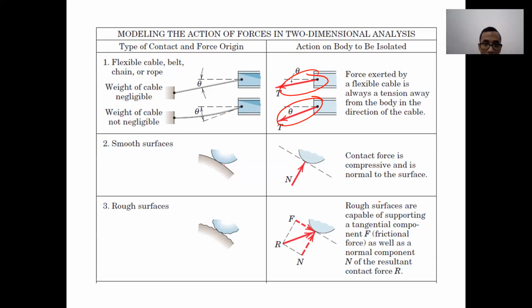The same as this one, you can see, we are not supposed to draw the smooth surface anymore. We replace the smooth surface with the normal force. Or this one, we remove the rough surface with normal and friction force. Like that.